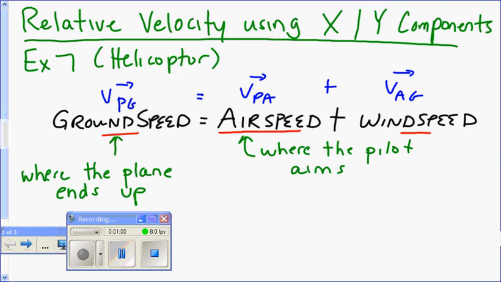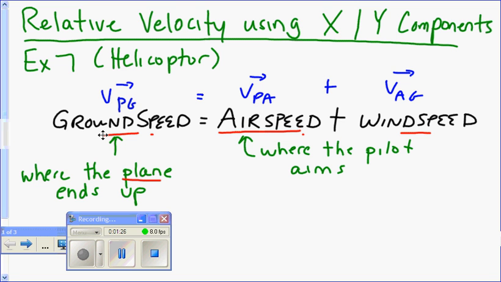Usually with these problems, it's a helicopter. We usually use planes, so P standing for plane in the variables. So don't let that confuse you. Even though the question says helicopter, we're using P's for planes. But either way, where the plane or the helicopter has to end up is equal to where the pilot aims with a speed plus the wind speed. So we've done an example like this in class, but now we're going to do another one.